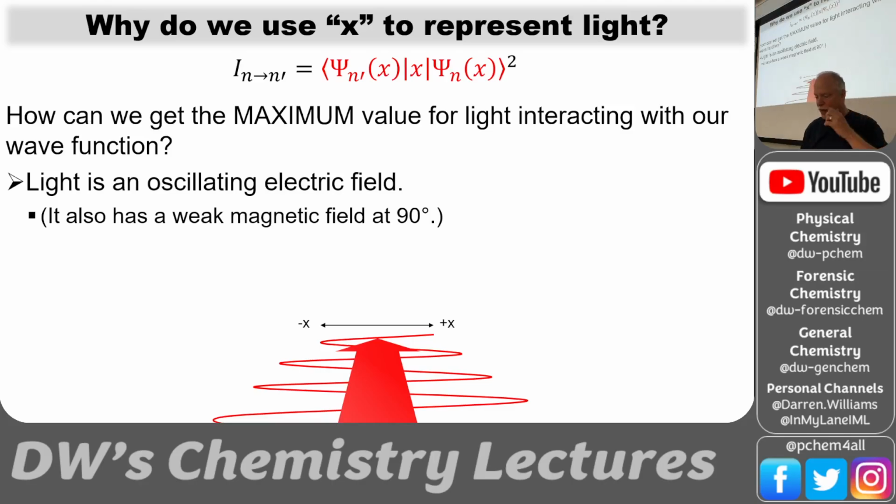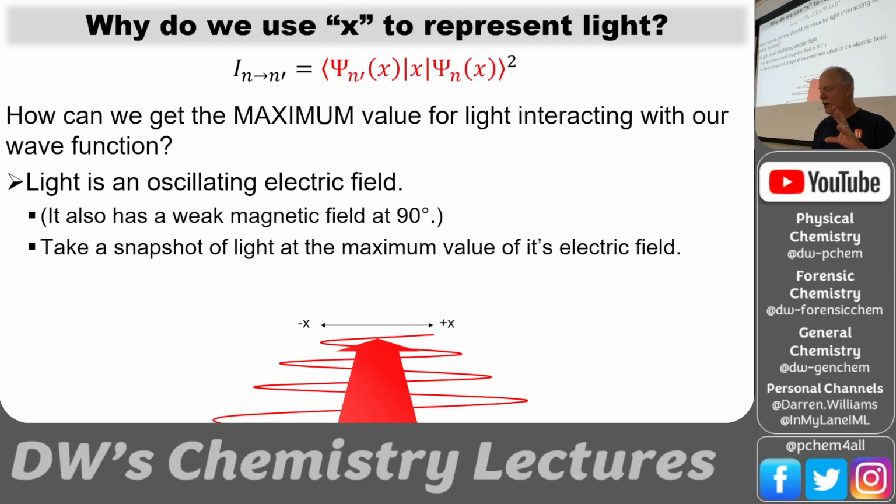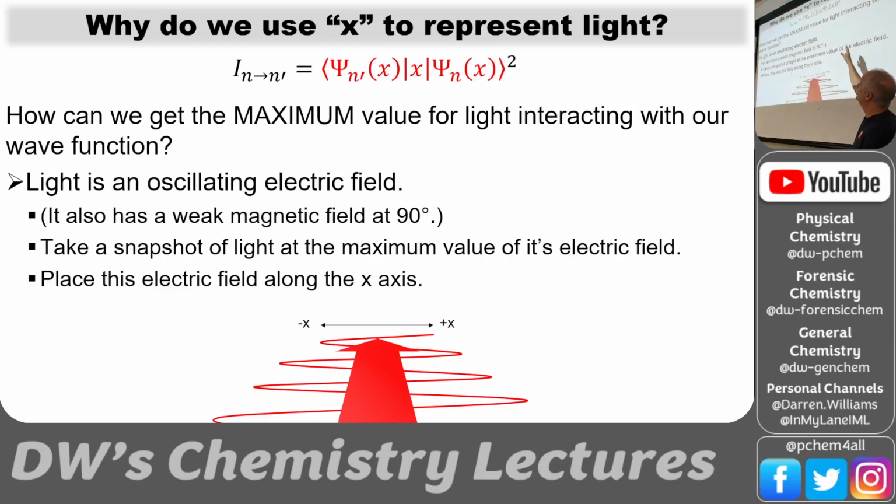We're going to ignore the magnetic field. So if we take a snapshot of light at its maximum value of its electric field and put that along the x-axis, then that will be the best result for calculating the intensity or probability of a transition between two energy levels. So we have two energy levels, the n and n prime. If we multiply those three functions together and integrate over all space, if that result cancels out and ends up being 0, there's no probability that light can get that molecule, ion, electron from state n to n prime.